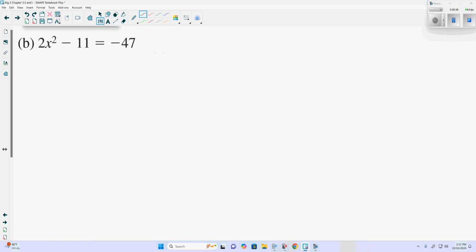2x squared minus 11 equals negative 47. Just like the previous one, we could try graphing it. It's not going to give us something that's going to be nice or helpful. But we can still use the square root method, because the square root method is really the only method we have so far that will solve these, where what it equals is irrational. We're left with radicals, or i.